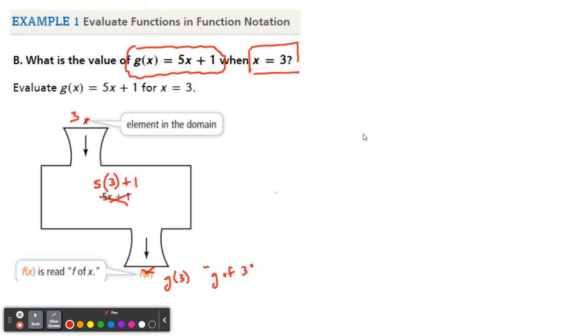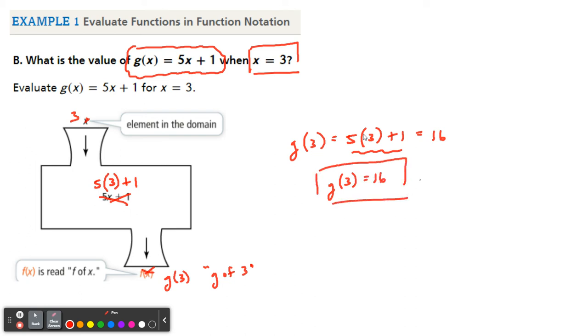Now, are you going to write the function machine down every time? I hope not, right? That would take you a lot of time. Let's just input it in the function. So g of 3 equals. See how I took the x out and put a 3 in its place. Equals 5 times the same thing. I'm going to take the x out and put a 3 in its place. 3 plus 1. And now you simply simplify that right-hand side by plugging it into Desmos or using your brain. 5 times 3 is 15. 15 plus 1 is 16. So g of 3 equals 16.